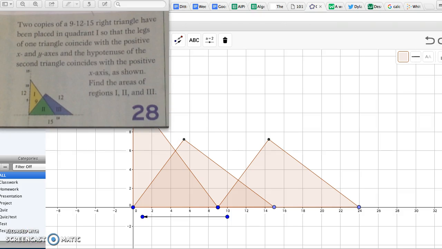In area. Checking our answer in the back of the book, we got it right. Let's see their explanation. They're saying that region 2 is a triangle with a base 9. To find its height, we need the coordinates of point A, where the hypotenuse of one triangle intersects the shorter leg of the other triangle. The line containing J has the equation y equals negative 12/9 x plus 12, and the line containing L has the equation y equals 12/9 x.